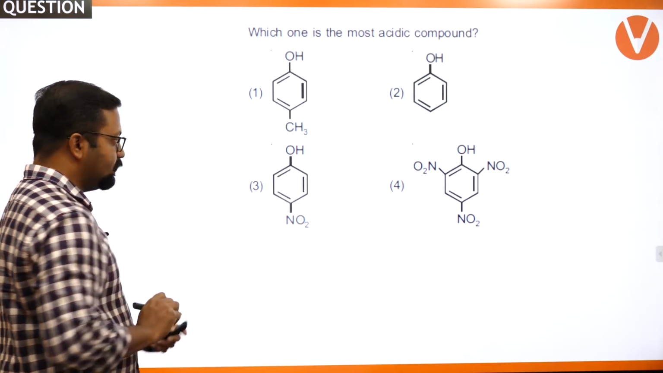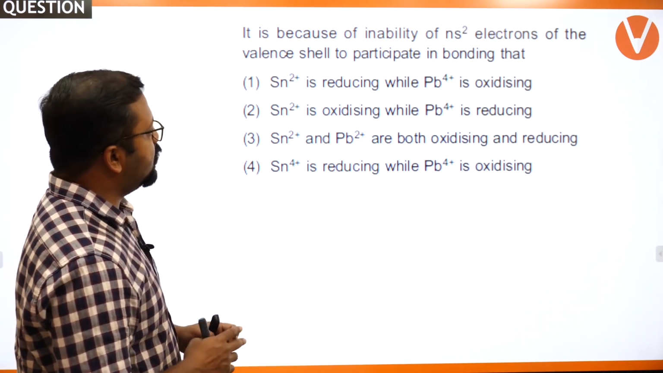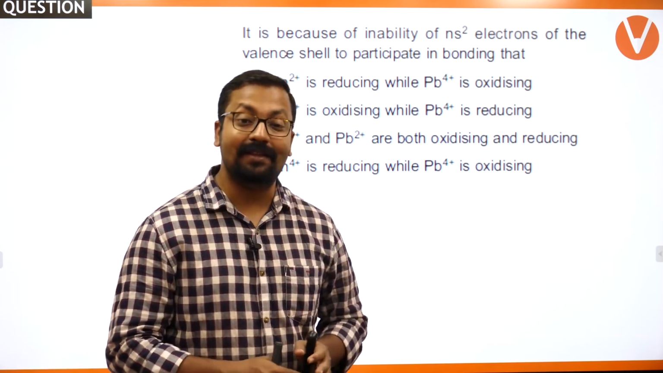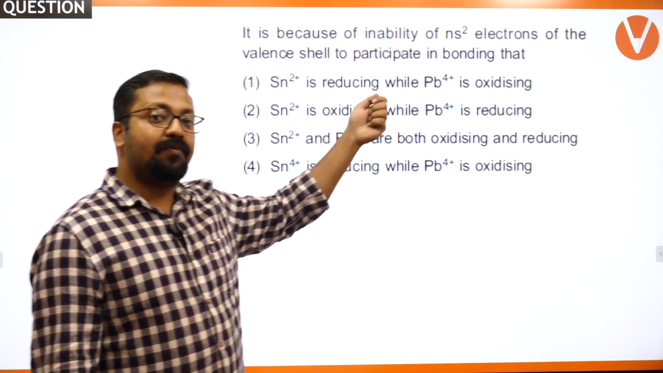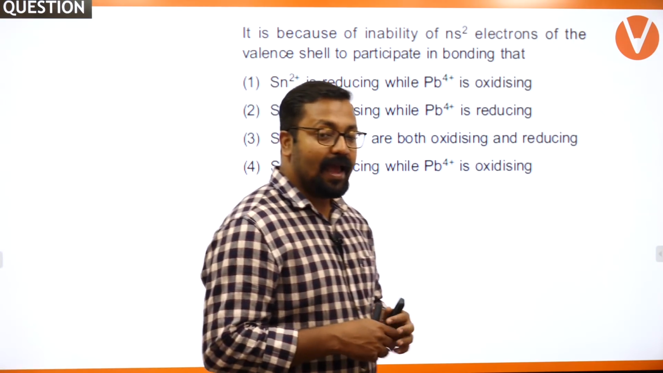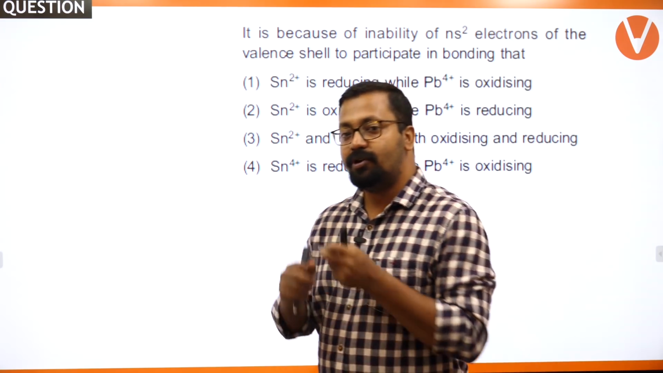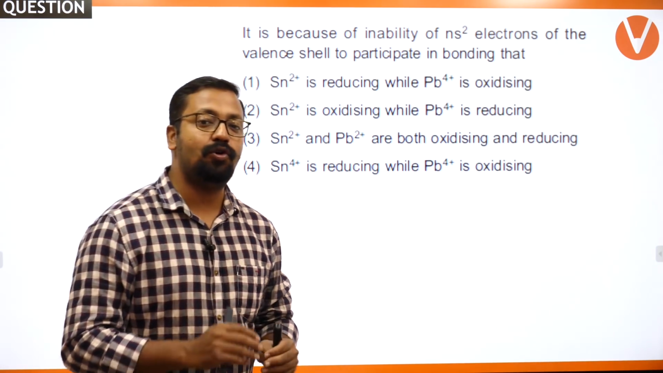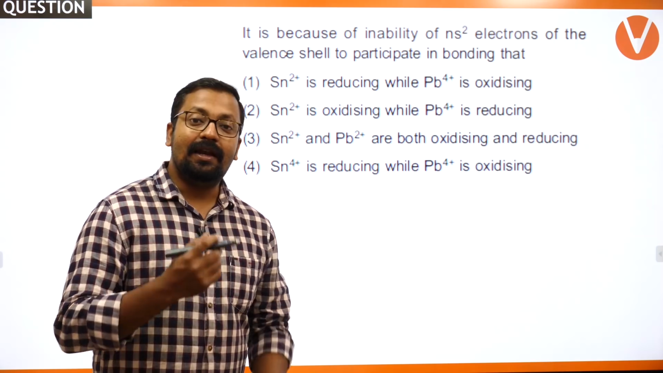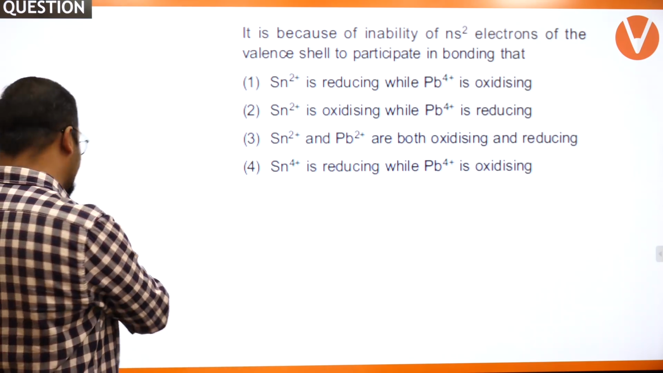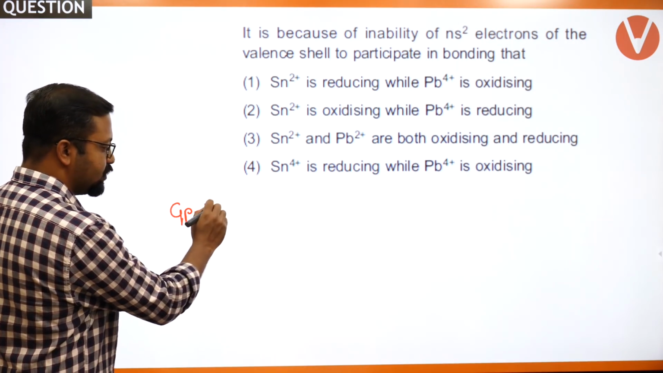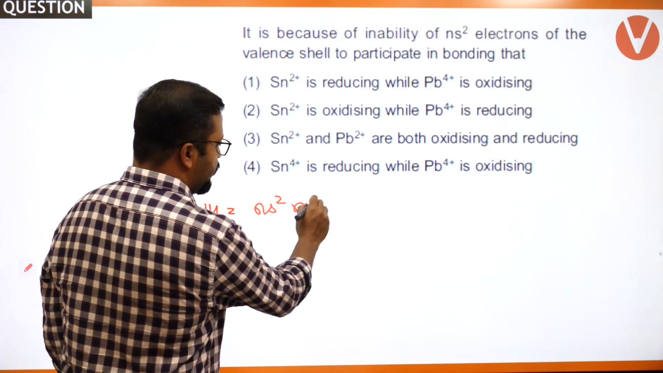Okay, next question. It is because of the inability of NS2 of the valence shell to participate in bonding. This is known as inert pair effect. Inert pair effect के कारण क्या होता है? What is the behavior of Pb4 plus, Pb2 plus? हमें ये मालूम है that as we move down the group, the tendency of the NS electron to undergo unpairing or ionization decreases. So if I take lead, tin, ये सारे ग्रुप 14 में प्रेजेंट है, तो ग्रुप 14 का जनरल कॉन्फ़िगरेशन होता है NS2 NP2.